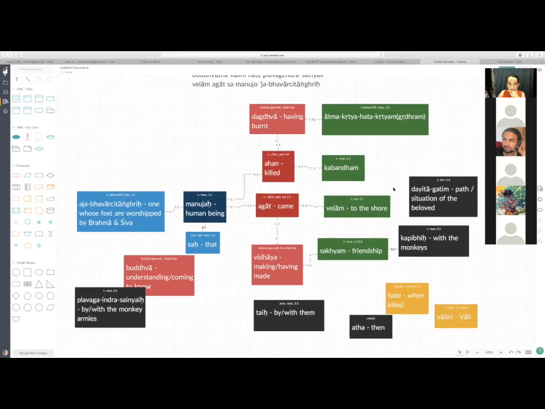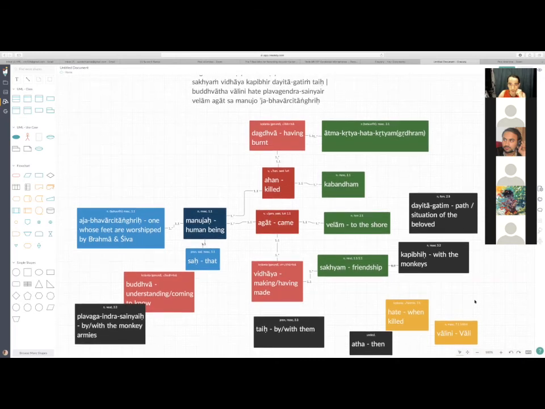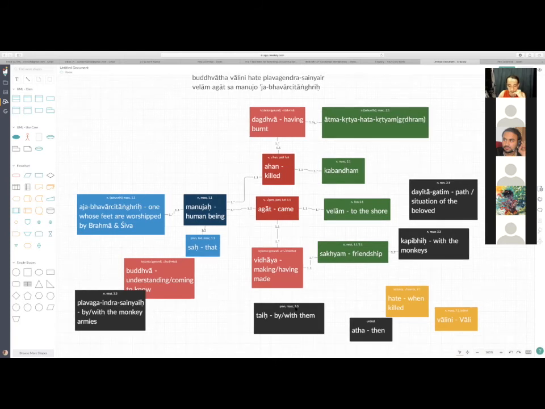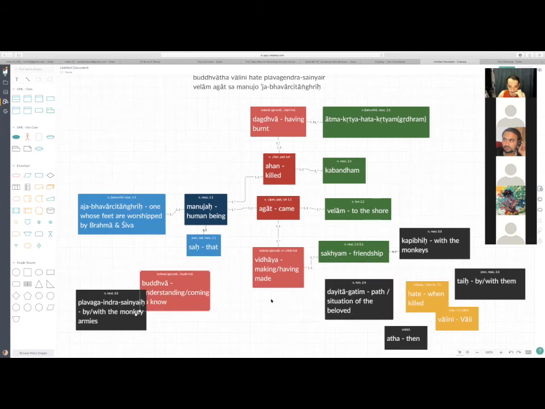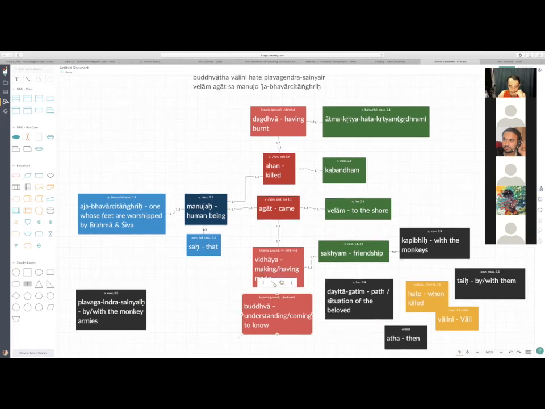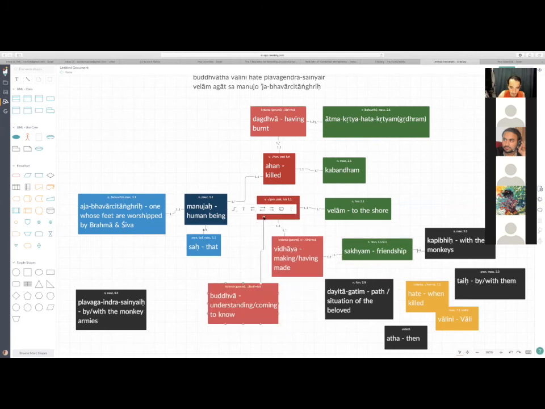Kapibhi. Dayita gatim. So what about dayita gatim? The state or the path, to know the situation of the beloved. Where do we connect it? That dayita gatim, buddhva, to understanding. And that has its separate connection to the main verb, I guess. Let's just move it a bit. It's nice about this whiteboard because you can move things, and these lines move also.